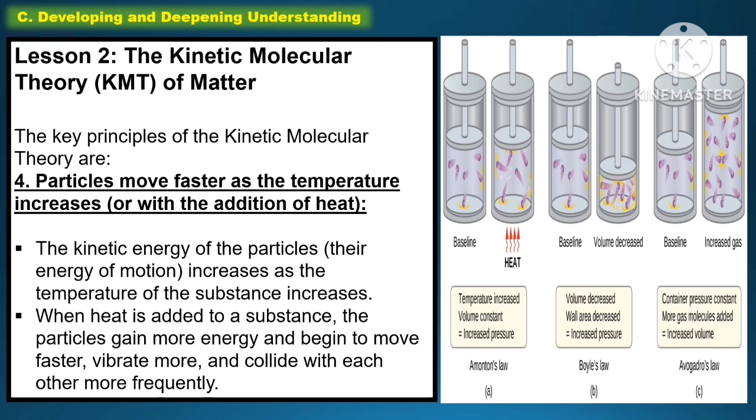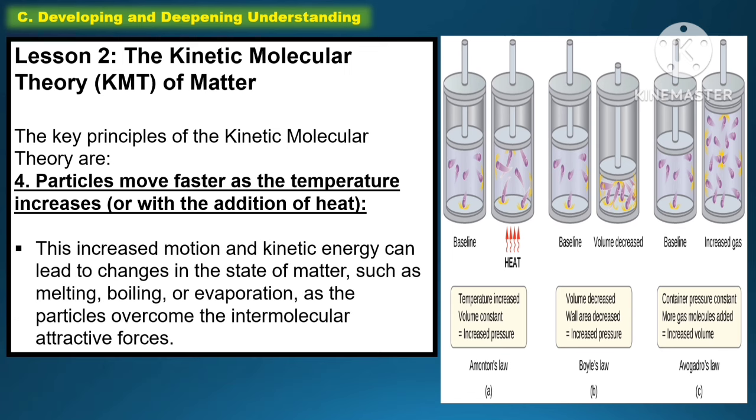Another key principle of kinetic molecular theory is that particles move faster as the temperature increases or with additional heat. The kinetic energy of the particles, their energy of motion, increases as the temperature of the substance increases. When heat is added to a substance, the particles gain more energy and begin to move faster, vibrate more, and collide with each other more frequently. This increased motion and kinetic energy can lead to changes in the state of matter, such as melting, boiling, or evaporation, as the particles overcome the intermolecular attractive forces.